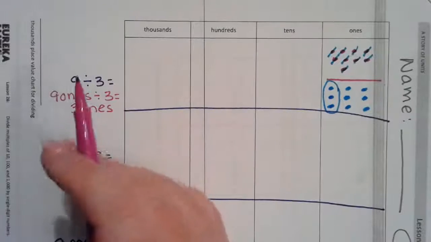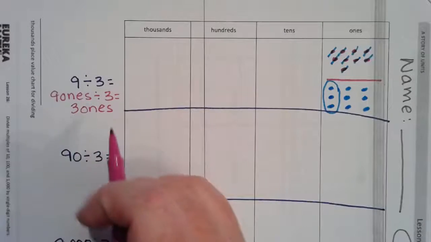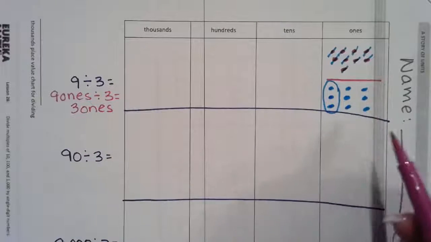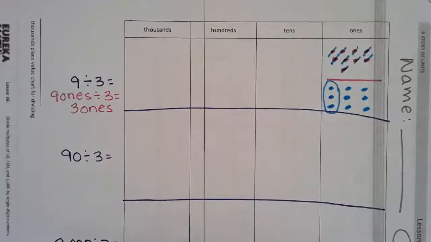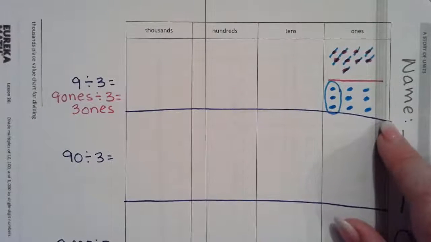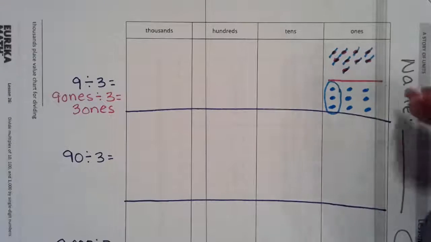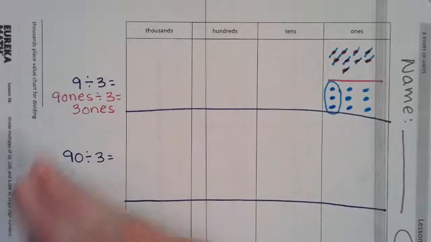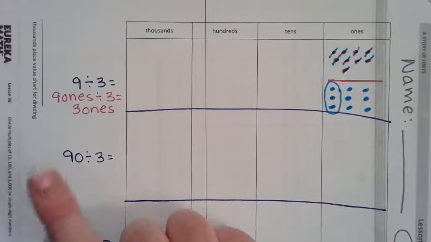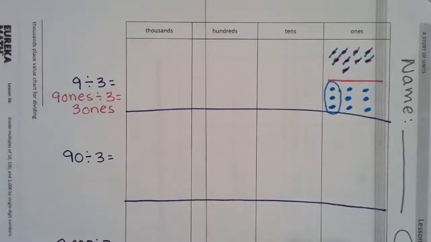Okay, now 9 divided by 3, hopefully we already knew that mentally, and so drawing this model was just kind of getting an understanding of how to do the model. Okay, so 9 divided by 3. Now we're going to use this same information, this same knowledge, and we're going to see what we can do to apply that to 90 divided by 3.